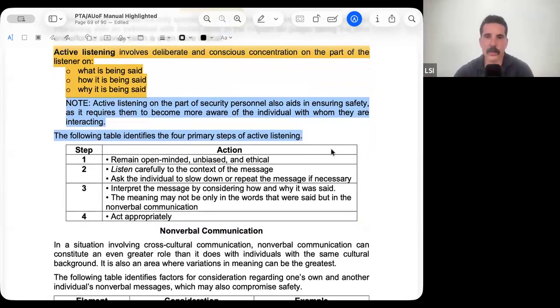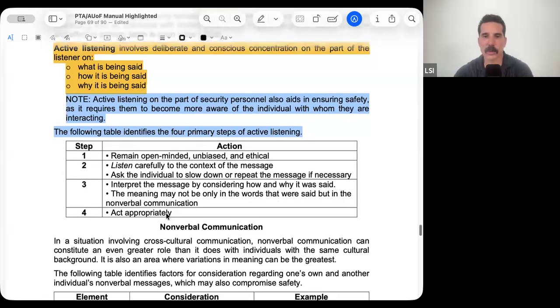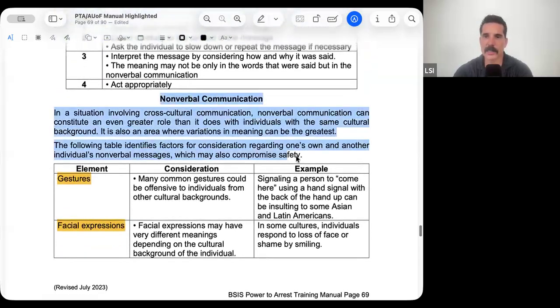All right, step 1, remain open-minded, unbiased, and ethical. Step 2, listen carefully to the context of the message and ask the individual to slow down or repeat the message if necessary. Step 3, interpret the message by considering how and why it was said, and the meaning may not be only in the words that were said, but in the nonverbal communication. And step 4, act appropriately. It continues.